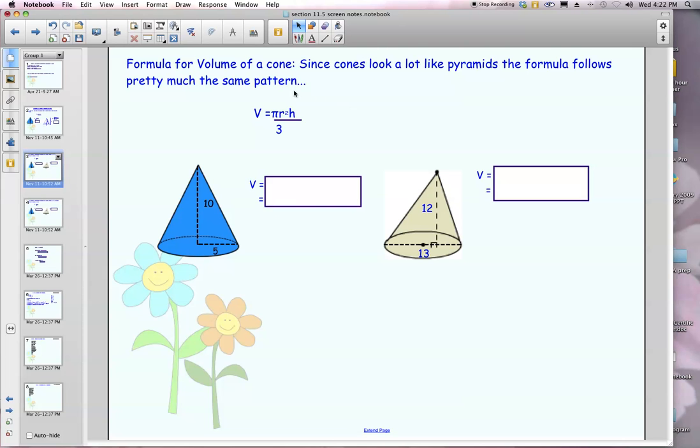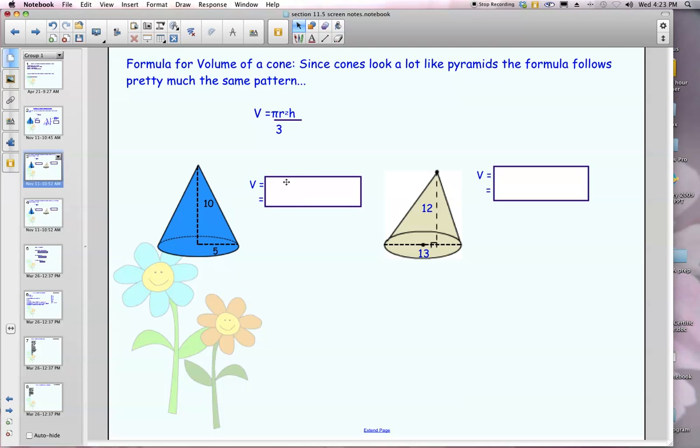Cones work basically the same way. The only thing that's different is we know what the shape of our base is going to be, so we don't have to use parentheses to remind us to use a different area formula. We know we're going to use pi r squared since our shape is always going to be a circle. For finding the volume of a cone, we only need the radius of the circle and then the height of the cone. If they don't give us the height, for example, if they hadn't given us 10 here and they gave us something else, we could use the Pythagorean theorem in order to find the height.